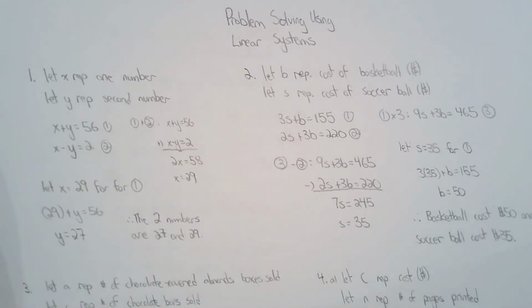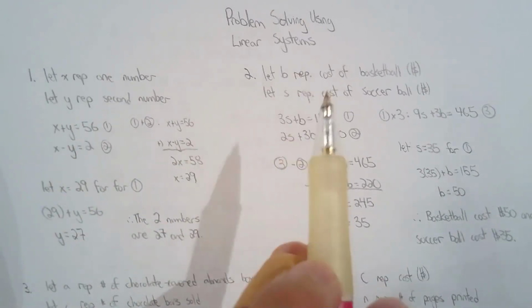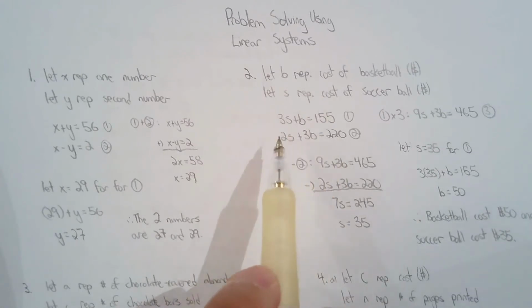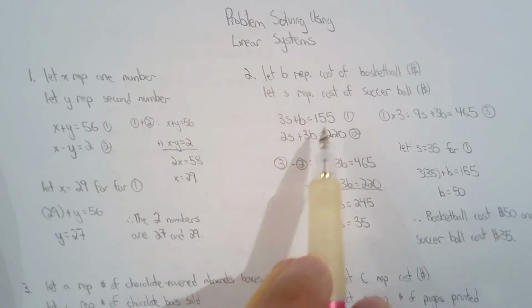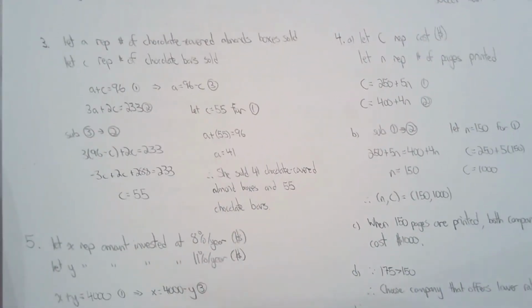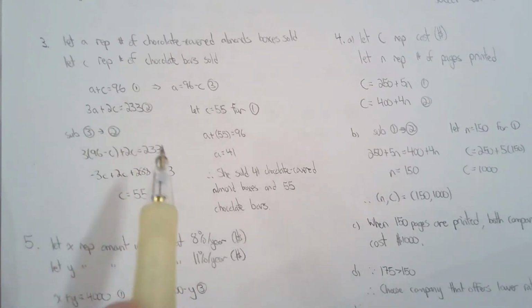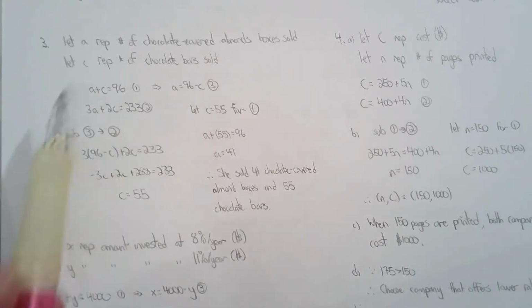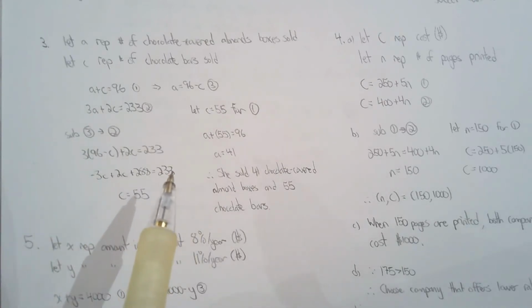Not much to say. The second question is about basketball and soccer ball. So 3 soccer balls and a basketball is 155. 2 soccer balls and 3 basketballs is 220. So you can solve for the number of basketballs and soccer balls. Okay. In number 3, we're just selling chocolate bars and chocolate covered almonds, boxes of chocolate covered almonds. So that to me is very similar to number 2. You're just selling some different things, but you're still selling stuff. So there's not really much for me to add there.